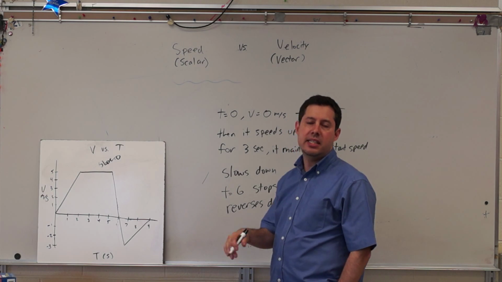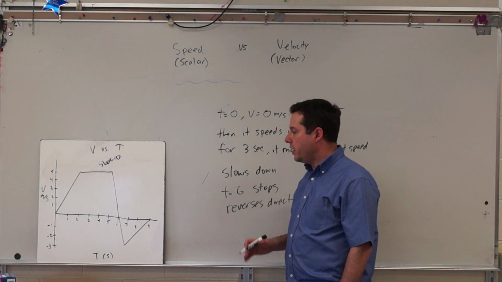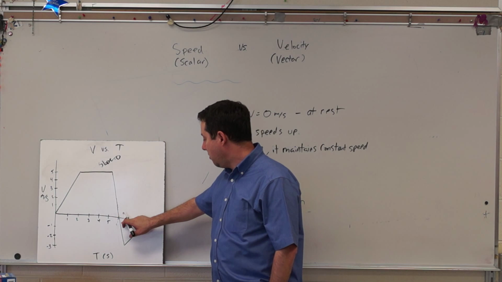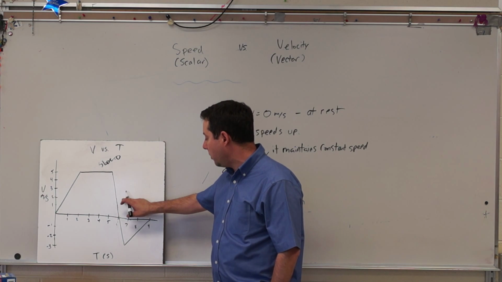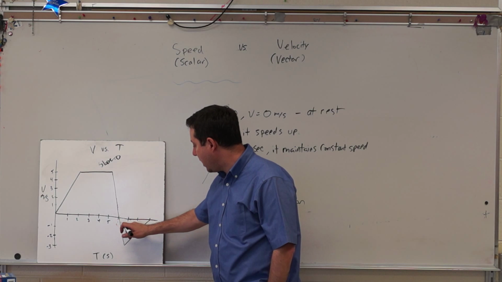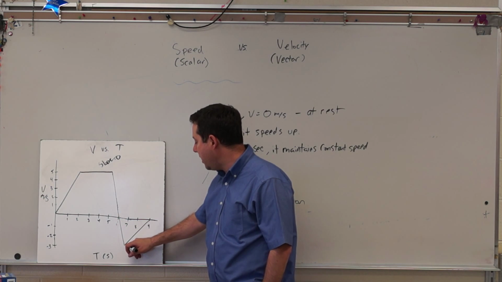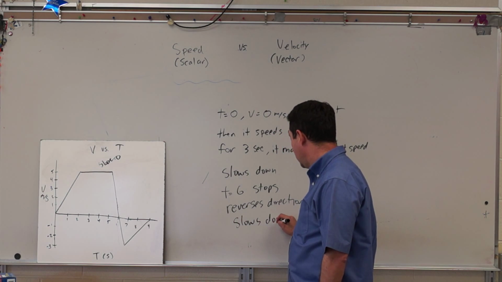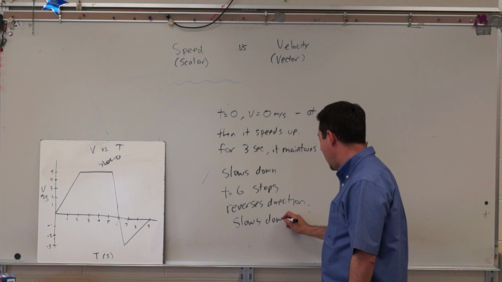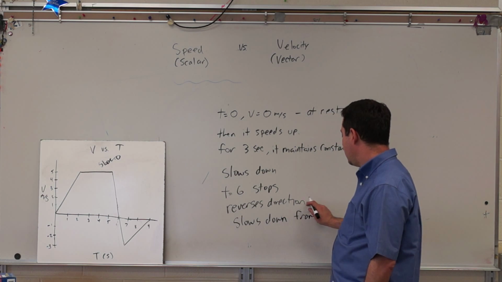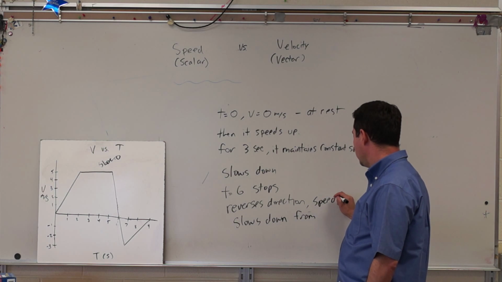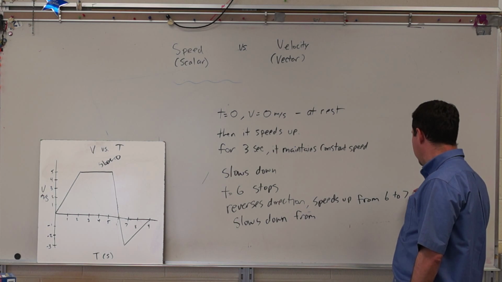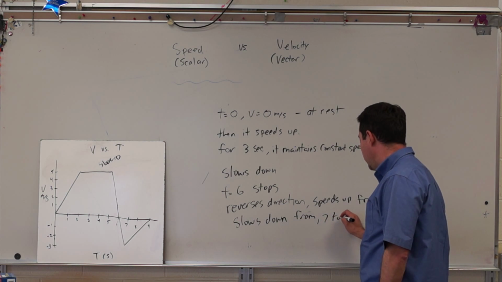So remember, velocity is telling you the direction an object is moving in. If the velocity is positive, this whole time it's moving forwards. Right here, it suddenly starts moving backwards. It's speeding up from time equals 6 to time equals 7, and then it's slowing down from time equals 7 to time equals 9. So it speeds up for a second from 6 to 7 seconds, and it slows down from 7 to 9 seconds.